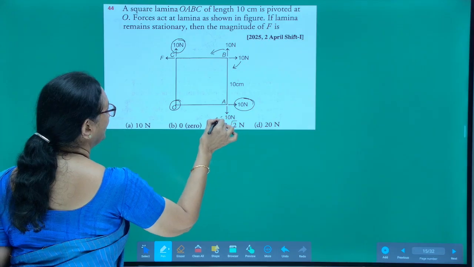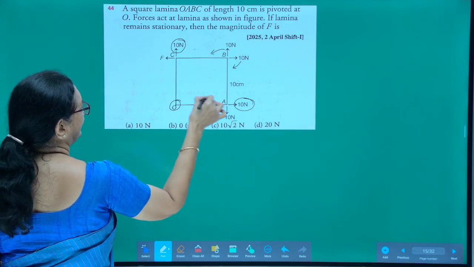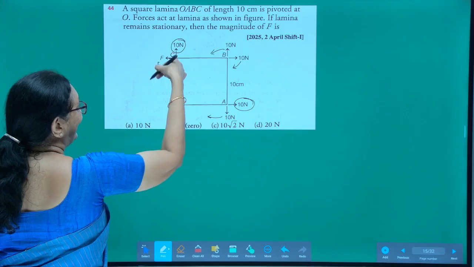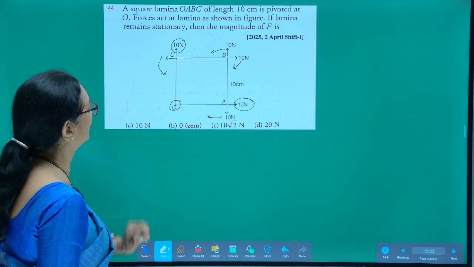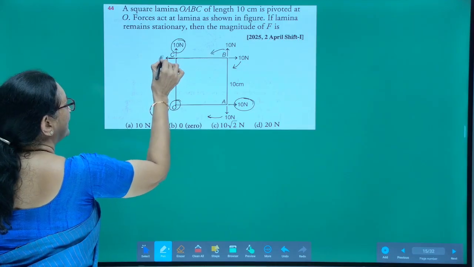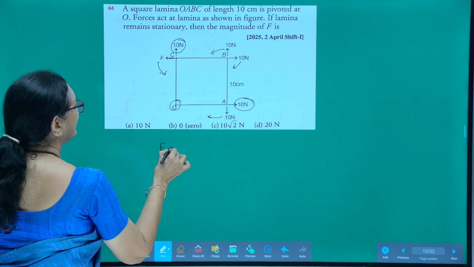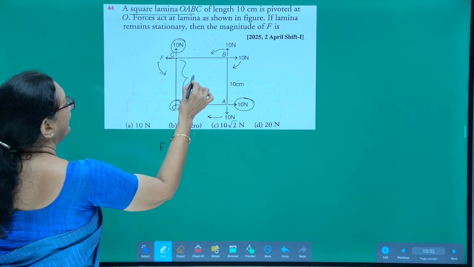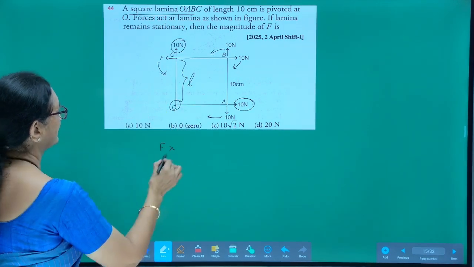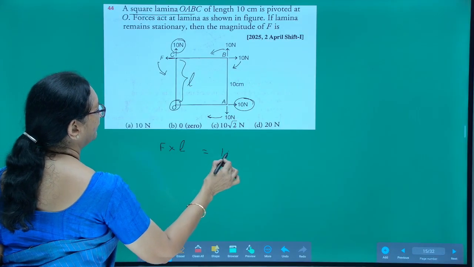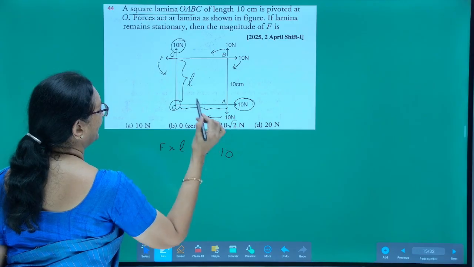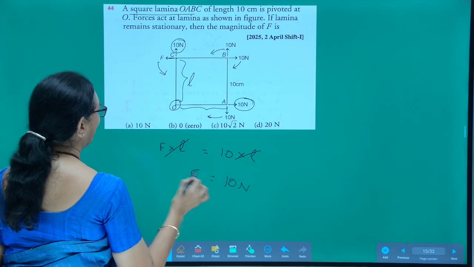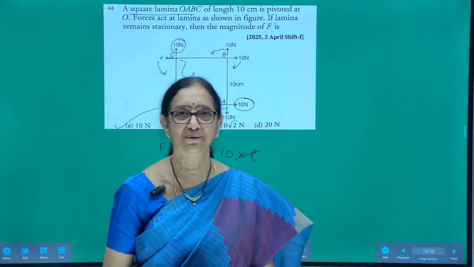Then this 10 Newton produces torque in this clockwise direction. This force about this point produces torque in this direction. So these two should balance each other. So torque of the force about O is force into this perpendicular distance, because it is a square lamina of length 10 centimeters, FL. That is equal to force, and this is the perpendicular distance L. This and this get cancelled. F is equal to 10 Newton. The problem is so simple.